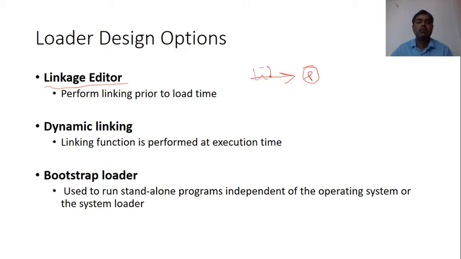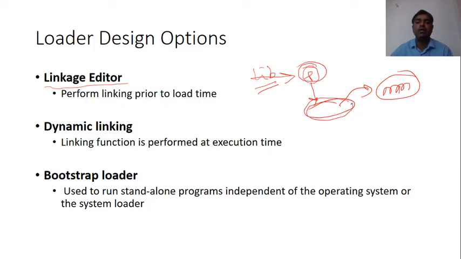Suppose that this is the library. First we have to add the library in the program, and then we get a program that should be loaded in the main memory for execution. When we are applying the method of linkage editor, we are just linking the library into the original program, and we get the linked program, and this linked program can be loaded into the main memory by using some relocating loader.